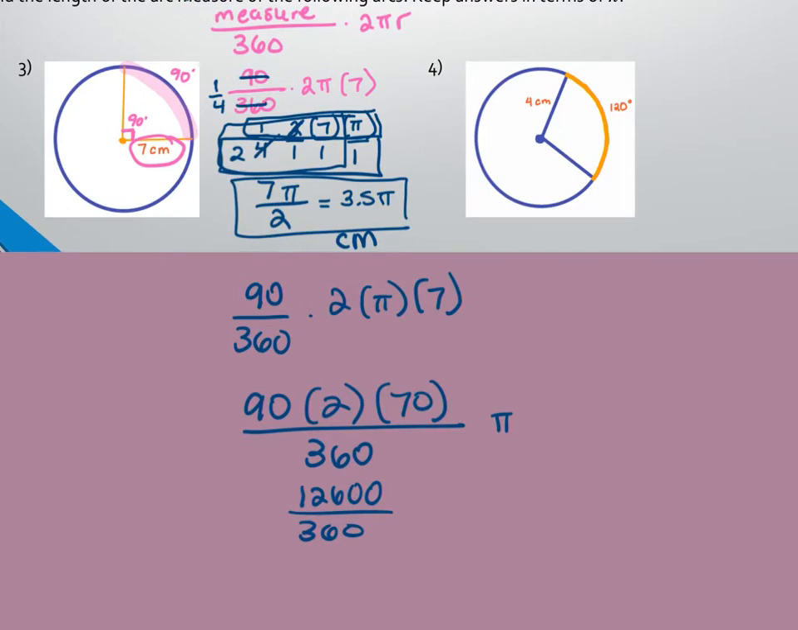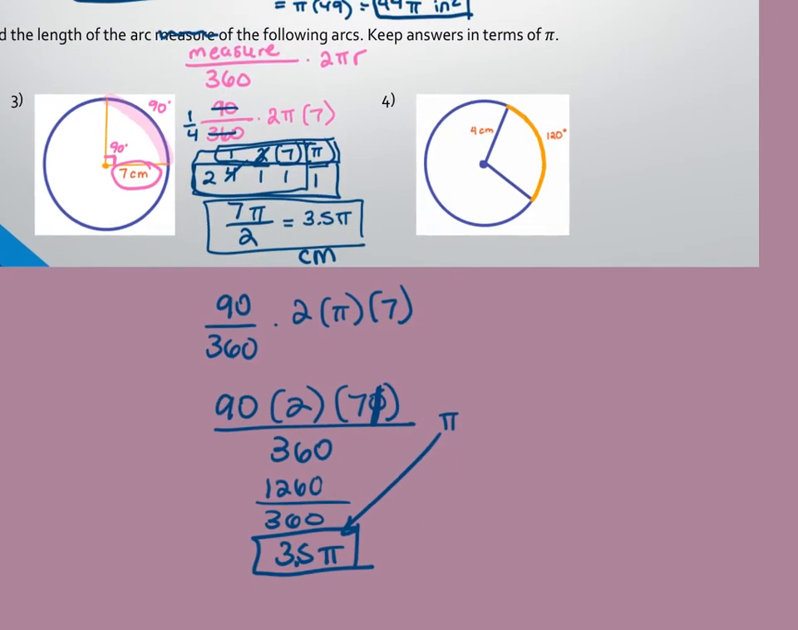Wait till I do that right. 90 times 2 times 70 divided by 360. Sorry, I don't know why I had 70 there. It would be 90 times 2 times 7. There, makes sense. 90 times 2 times 7, and that's 1260, not 12,000. And there we go. There's your 3.5, and then again, just make sure you bring the pi down at the end.